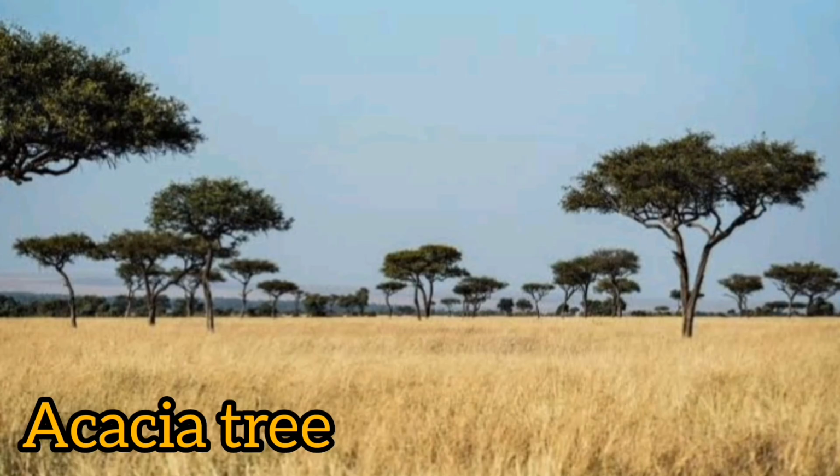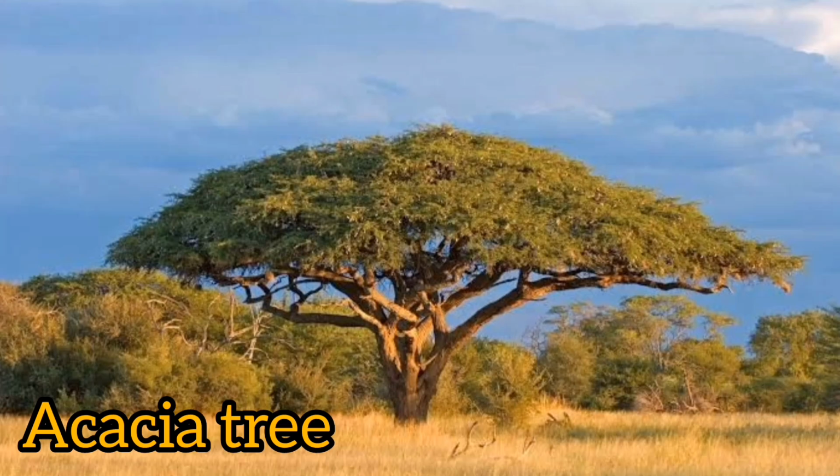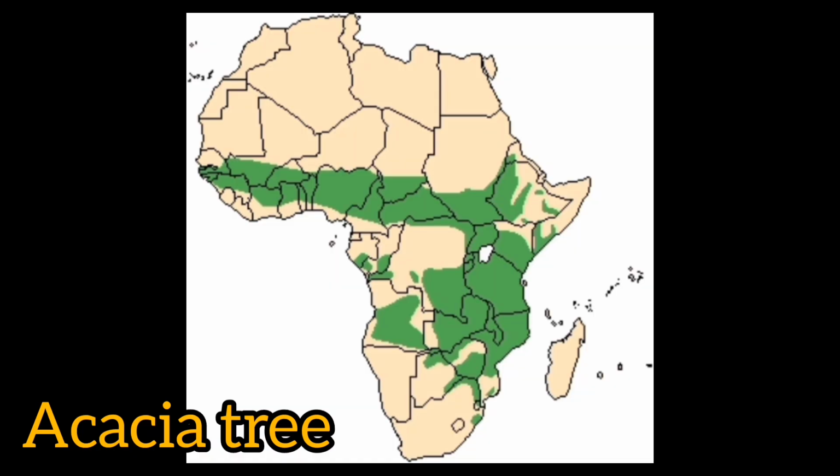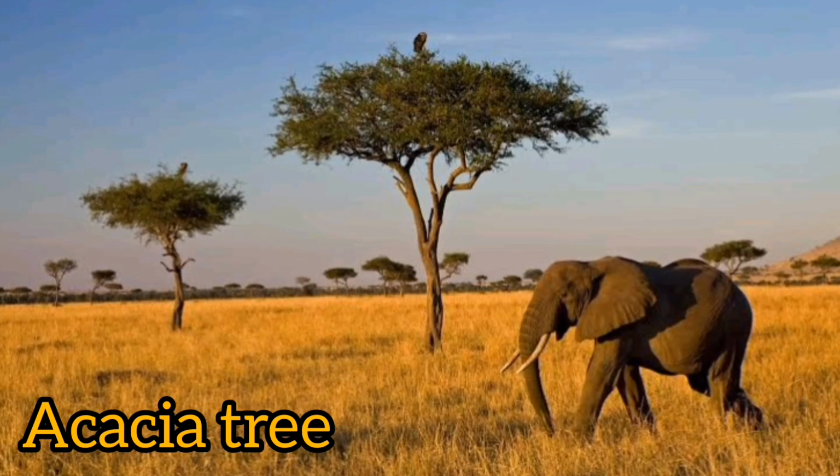Now we will talk about the adaptation of the acacia tree. The acacia tree is an umbrella-shaped tree, so it looks like an umbrella. In which habitat can it survive? It can survive in the southern African savanna. Let's talk about its structural adaptation. What is the meaning of structural adaptation? It's a change in the body structure of a living organism.